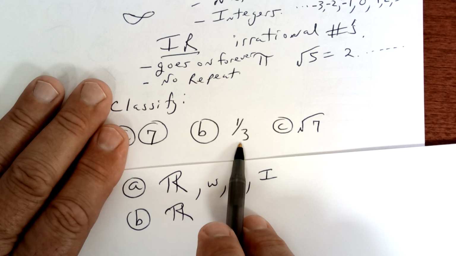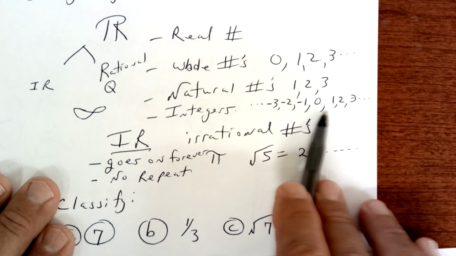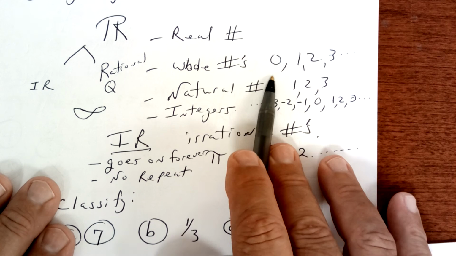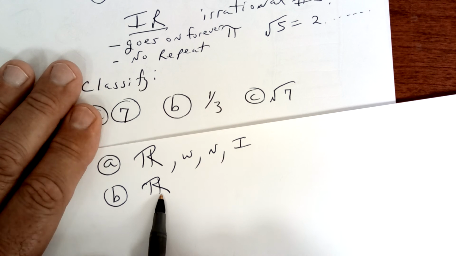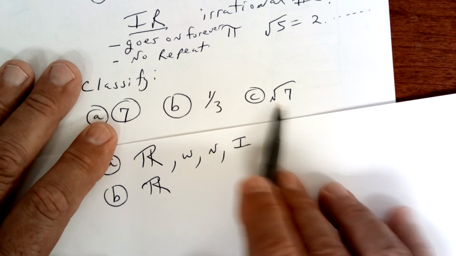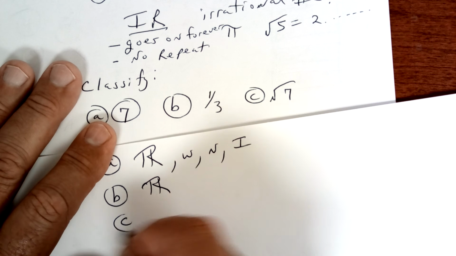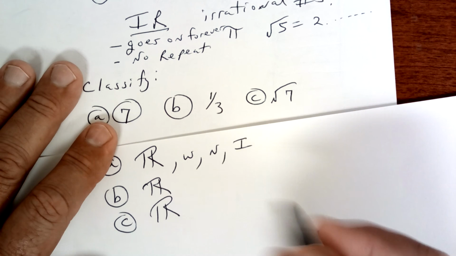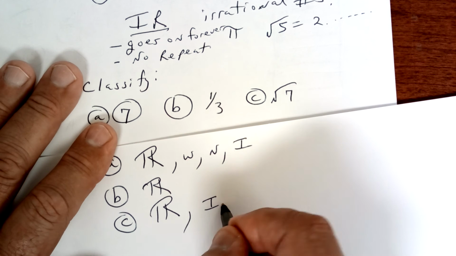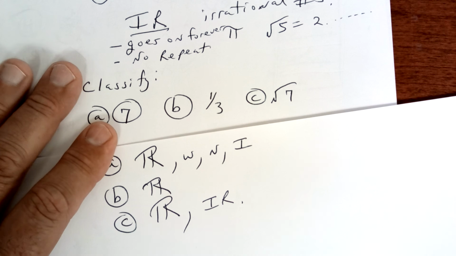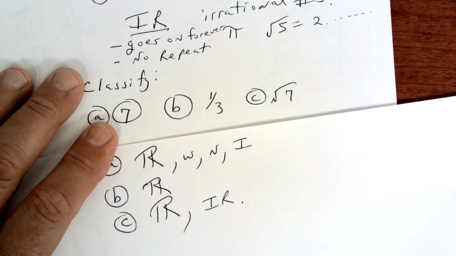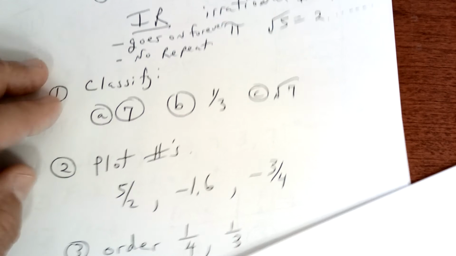And 1/3 is, well, it's not a whole number because it's written as a fraction. And it's not a natural number because it's a fraction, and it's not an integer. It's in between. So it's just a rational number. And then finally, this last one is a real number, and it's irrational because it's not perfect. If you do it on your calculator, it goes on forever and doesn't repeat. All right, the next one, copy these down.